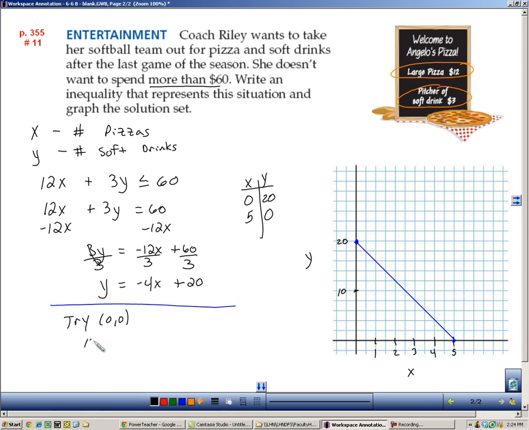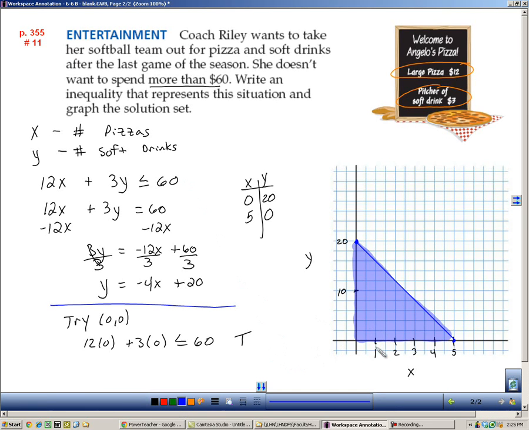Plugging it into the original, 12 times 0 plus 3 times 0 is less than or equal to 60. Is 0 less than or equal to 60? Yes, it is. So I'm going to shade on the 0, 0 side right here. So that's what my inequality looks like.